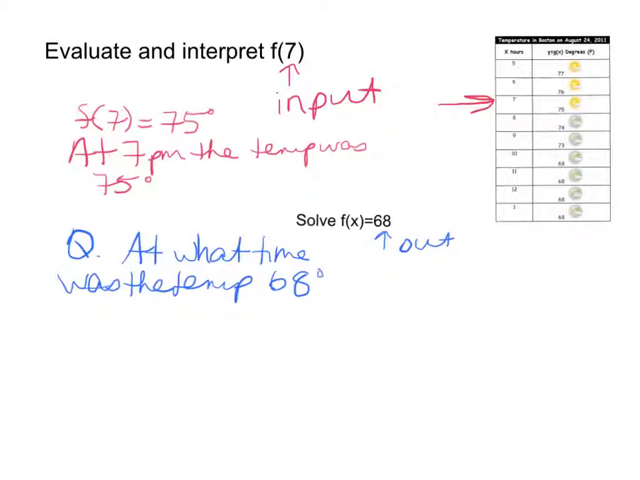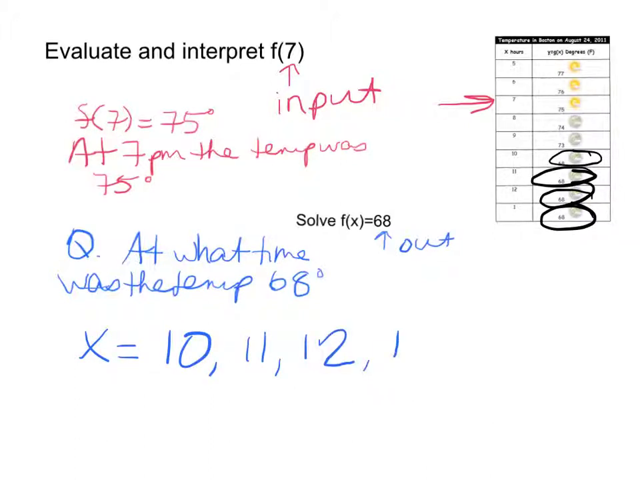And the thing that's a little bit different, a little bit more intricate about this problem is, well, if we look, there's a few times when the temperature was 68 degrees. We've got right here, right here, right here, and right here. So it looks like we have 4 times. So that means that there's 4 solutions to this equation, which is fine. We can say x equals 10, x equals 11, x equals 12, and x equals 1.